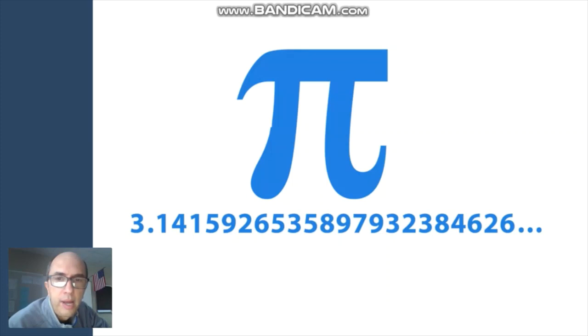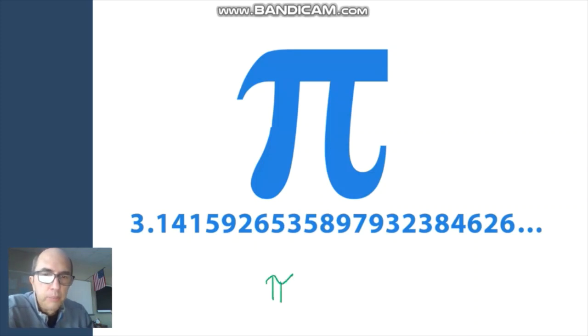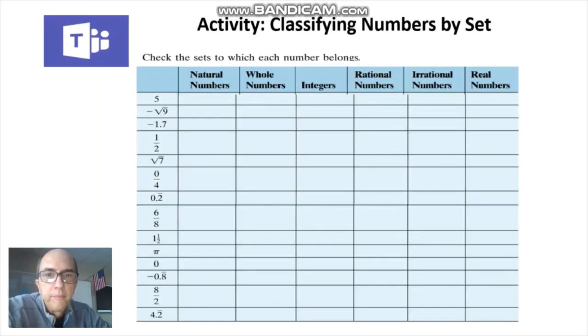A very well-known, famous irrational number is pi. Usually you can say pi is approximately equal to 3.14, but pi actually is an irrational number. It goes like 3.14, 15, 92, 65, 35, and on, all the way to infinity. It's a very famous irrational number.